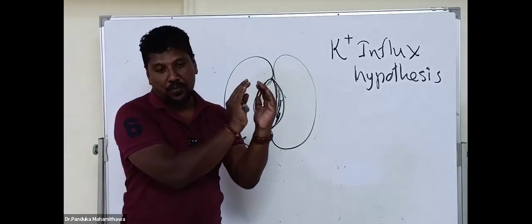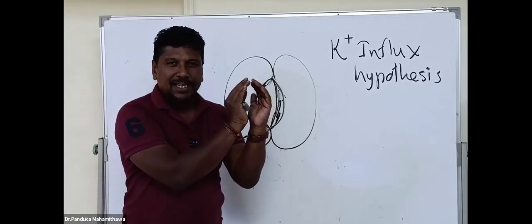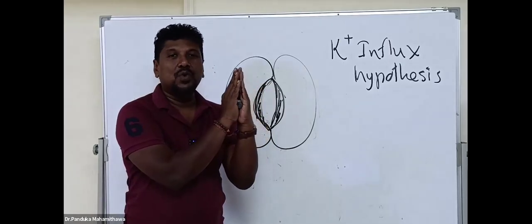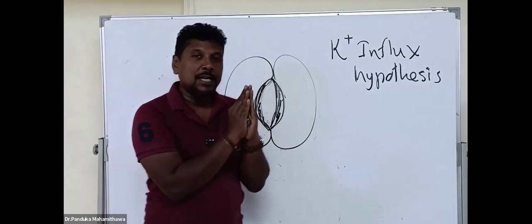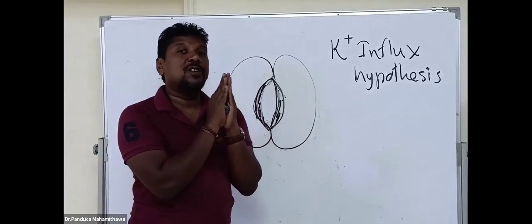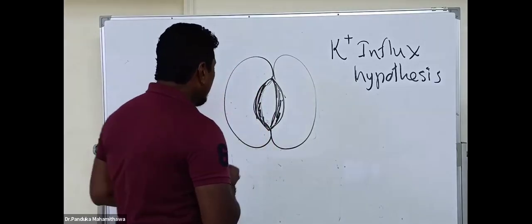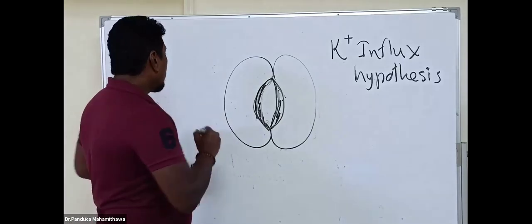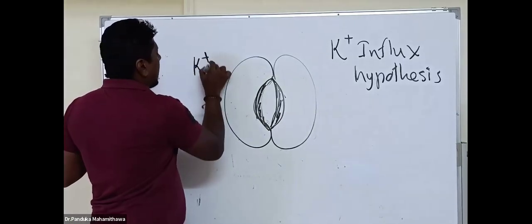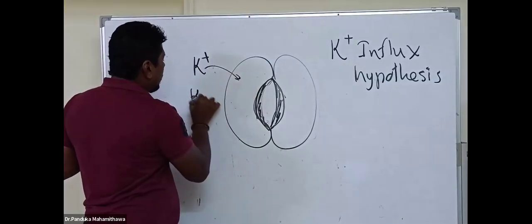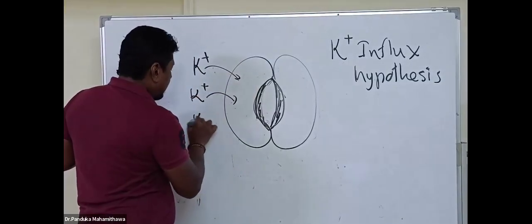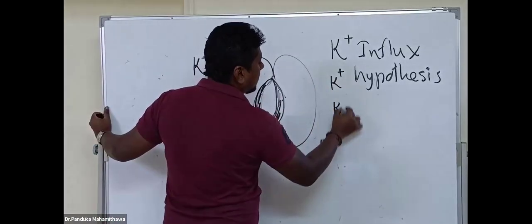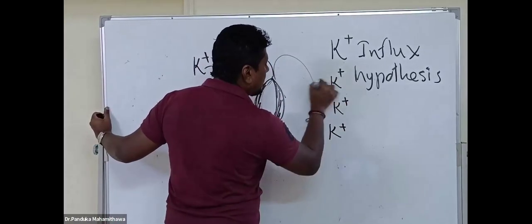That should be kept open. And at night, you don't need much gas exchange, so it's okay to close it. So how does this opening and closing happen? Now what happens in the morning: the potassium ions are absorbed into the guard cells from the surrounding cells. Now what are the surrounding cells?